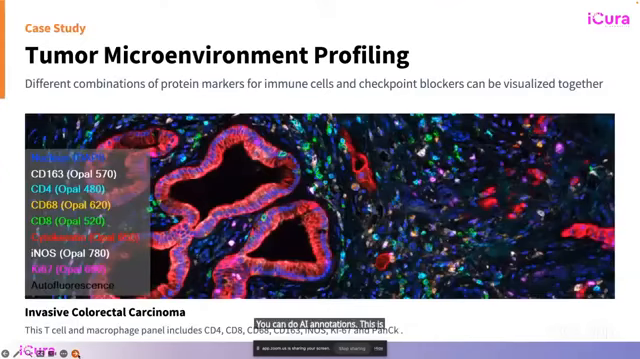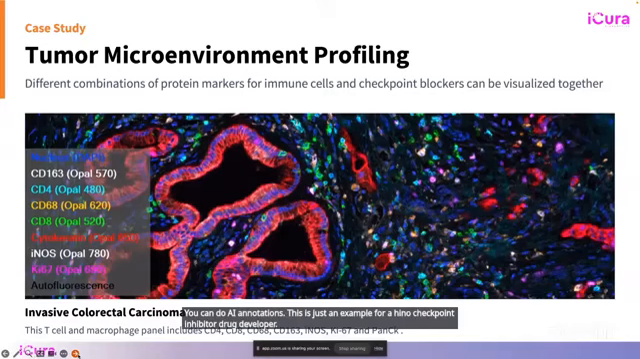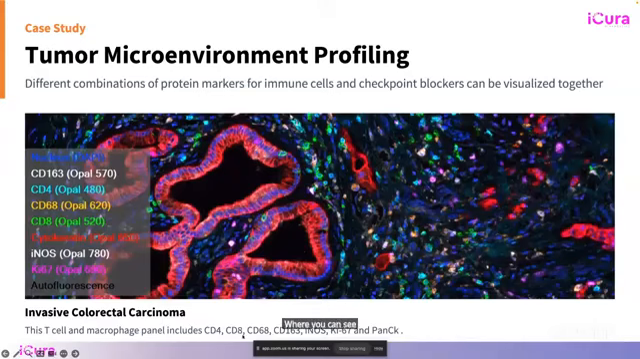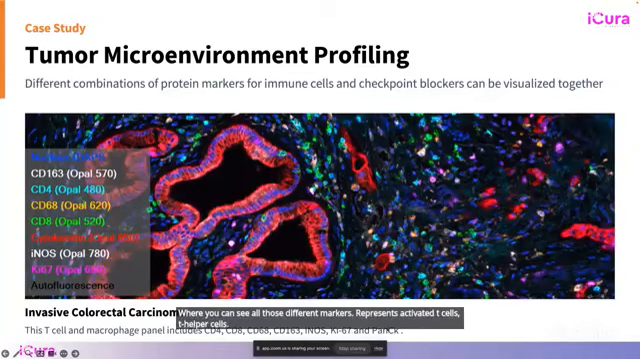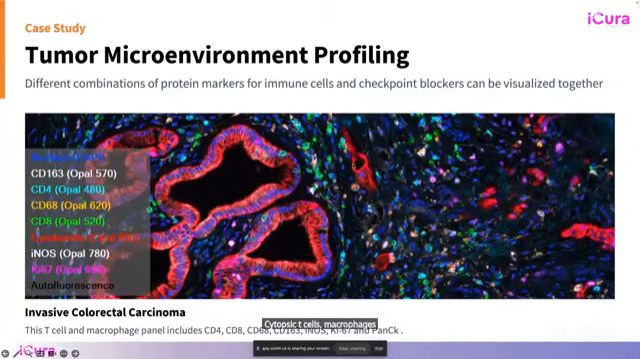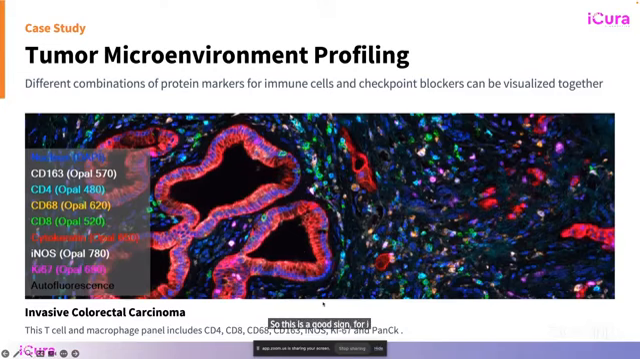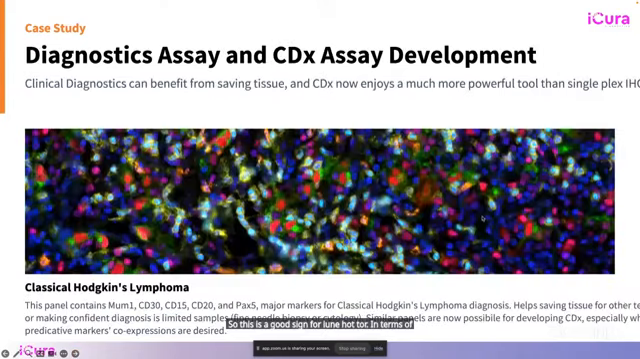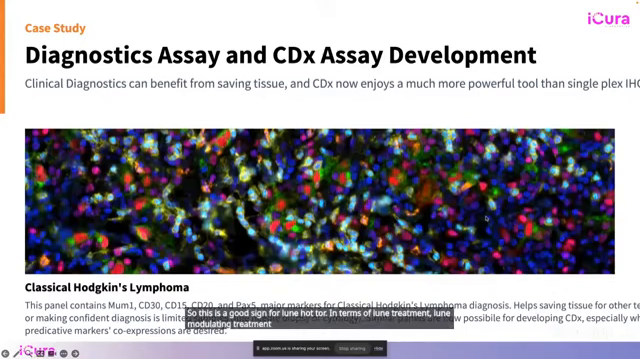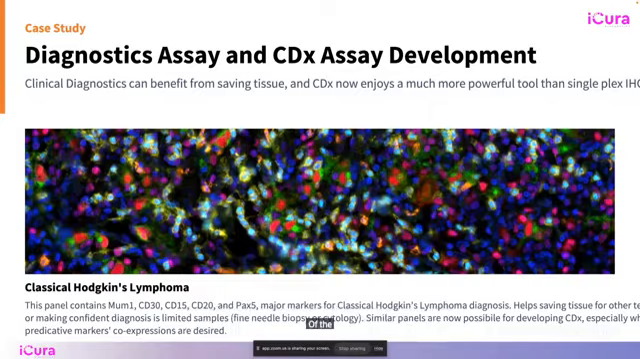This is just an example for an immune checkpoint inhibitor drug developer, and we worked with them to look at the tumor microenvironments, where you can see all those different markers represent activated T cells, T helper cells, cytotoxic T cells, macrophages, and their distribution among the tumor. And you can see this green CD8 positive cytotoxic T cell, they're already invading into the tumor tissue, starting to eat them. So this is a good sign for an immune hot tumor in terms of immune modulating treatment. This is just a reiteration of the Hodgkin's lymphoma diagnostic panel.